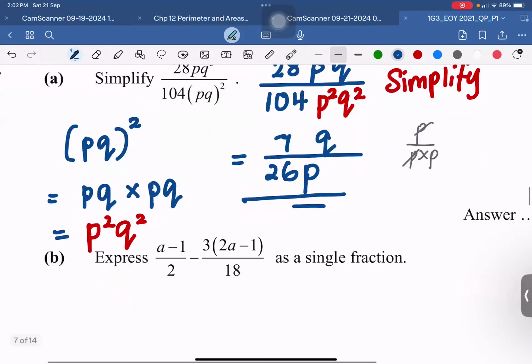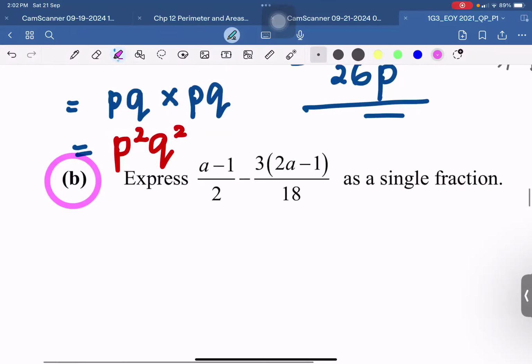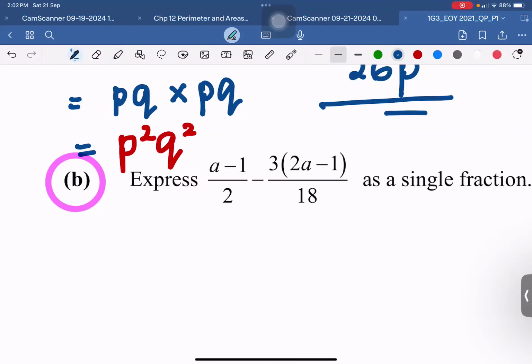Okay. Next one, question B. Can you tell me how to do the working for this one? What is the LCM? Did anyone multiply 2 times 18? Surely not. Check what the LCM is. Yes, thank you. 18. So the LCM itself is 18. Please don't go and times 2 times 18 or whatever, okay? The LCM itself is 18.